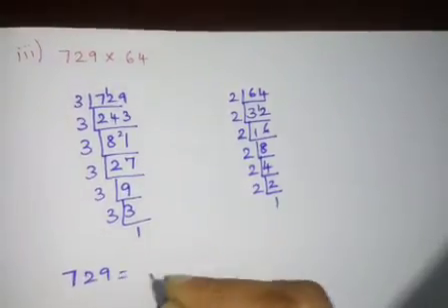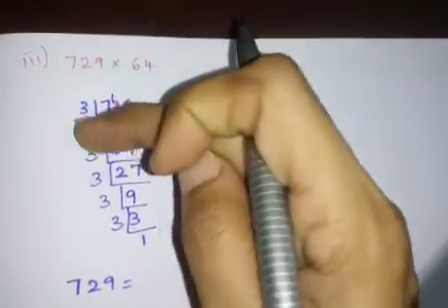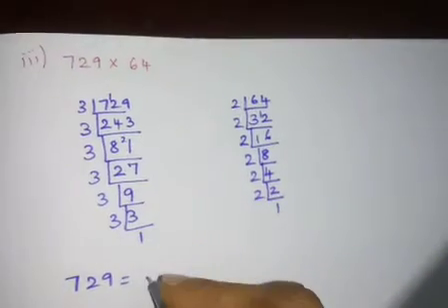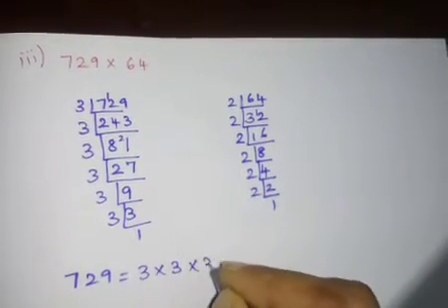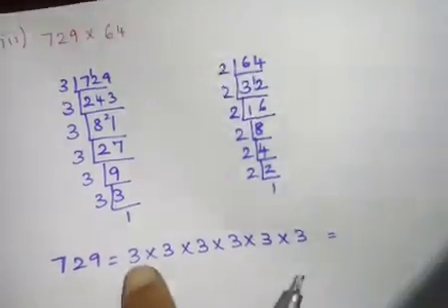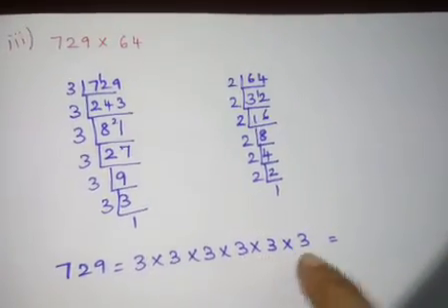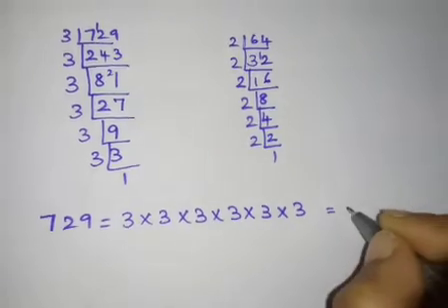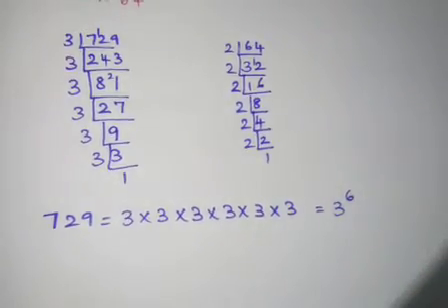So now I am going to write 729 as, how many 3s are there? 1 2 3 4 5 6. 3 into 3 into 3 into 3 into 3 into 3. 1 2 3 4 5 6. So we will write 729 as 3 power 6.